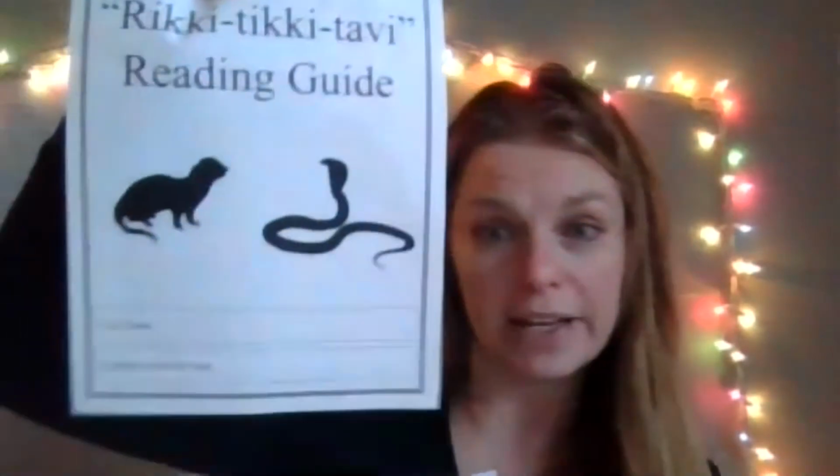Rikki-tikki-tavi. It is by Rudyard Kipling. And if you know that name, you can also see from the title that it's part of the Jungle Book. If you've read the Jungle Book or maybe seen movie versions of it, you know that our characters are animals. Now, there are human characters in there, but in general, most of our characters are going to be animals. That's why it's on the cover.